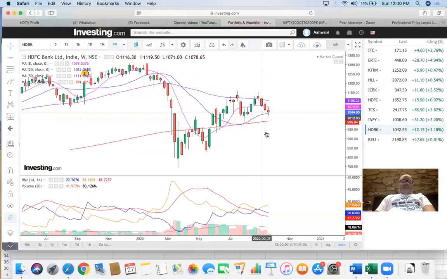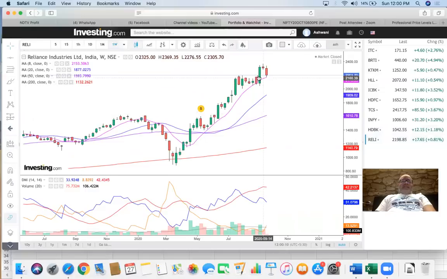HDFC Bank again finds resistance consistently at this 1150 zone. And Reliance Industries, after many weeks, again is giving up ground and slowly is trying to take this green bar out, although there is some news, General Atlantic and TPG, etc., investing more money. But I don't think this is going to impact RIL in the manner that it used to earlier.